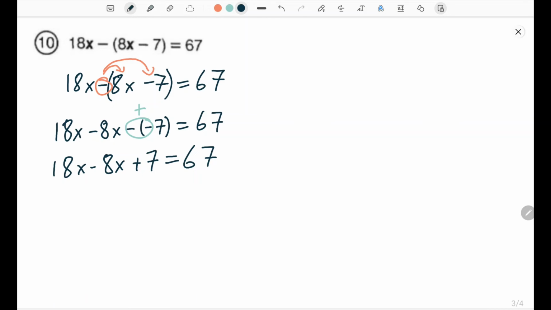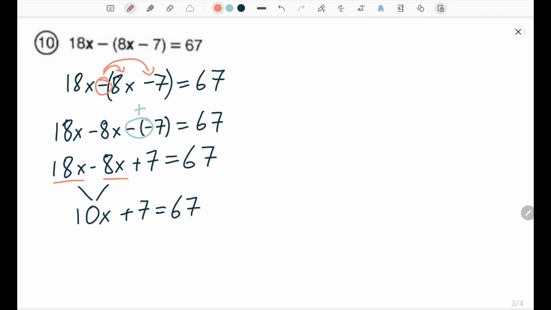All right, now we have multiple terms with x. Whenever you have multiple terms with x, collect the like terms. So 18 minus 8, that comes together to give you 10x. You still have plus 7 there, is equal to 67.